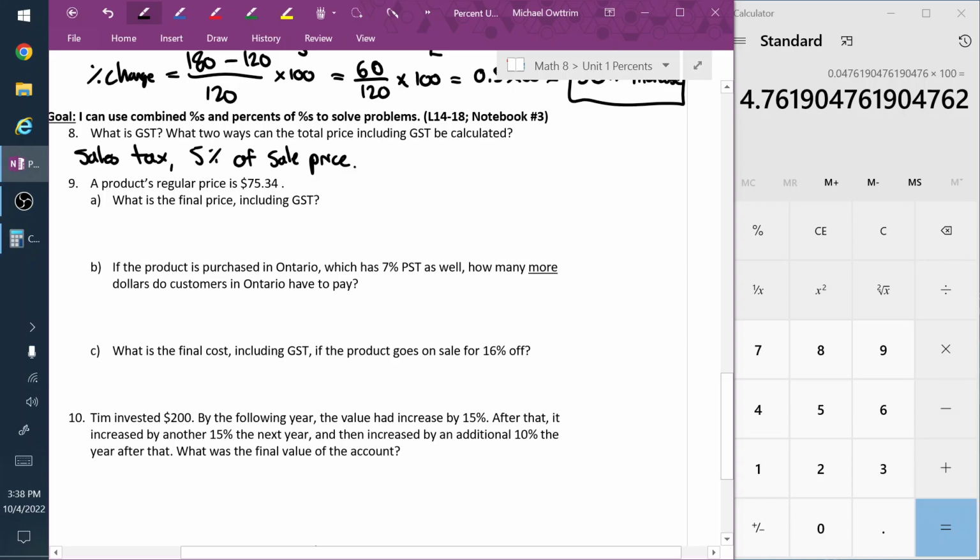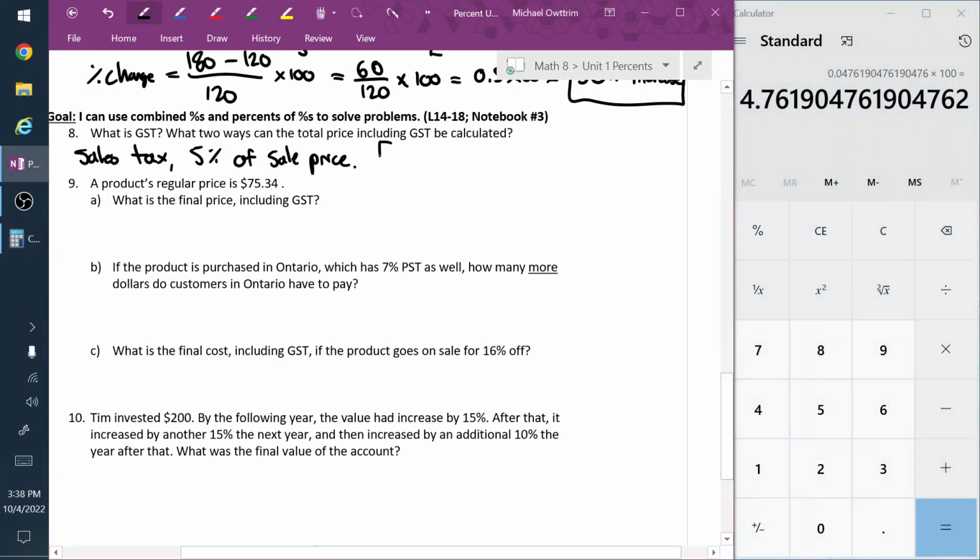Okay. And it's charged on pretty much everything in Canada that is not an essential good. So you're not charged on food and a couple other things, but any kind of luxury good or a want rather than a need is charged this 5% tax or a 5% increase. Now, there are two ways to find the total price from your GST.